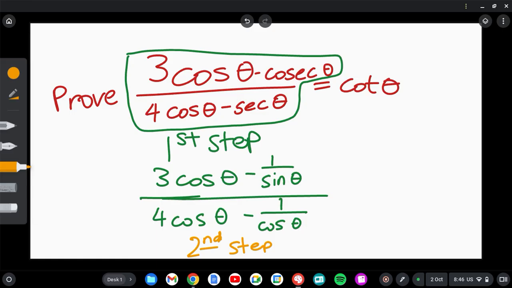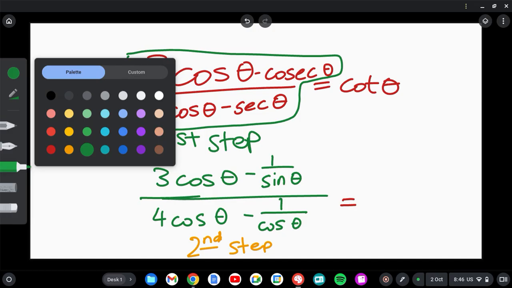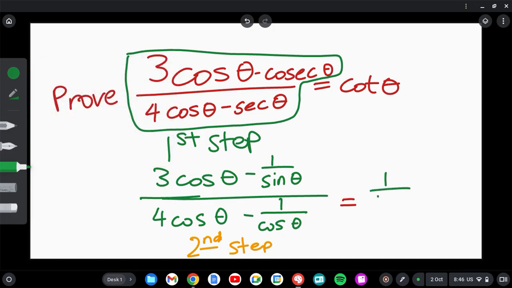Oh wait, I forgot one essential thing. You must always write this. Cotangent theta, you can already simplify it to 1 over tangent theta. I think it's quite straightforward.